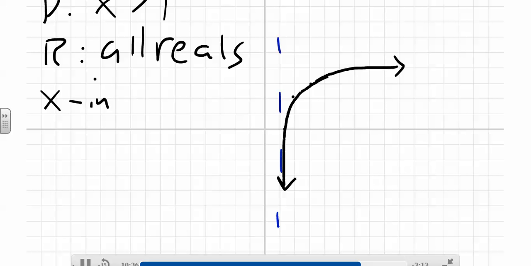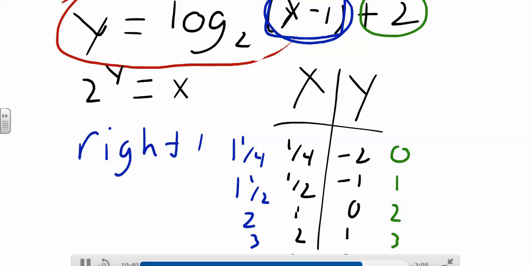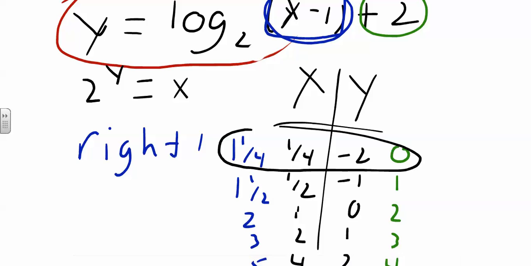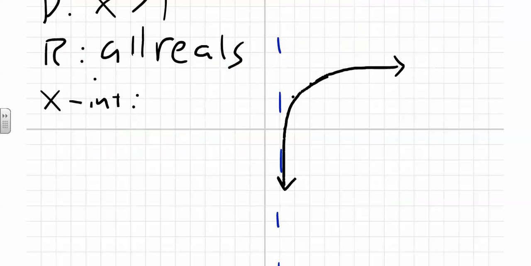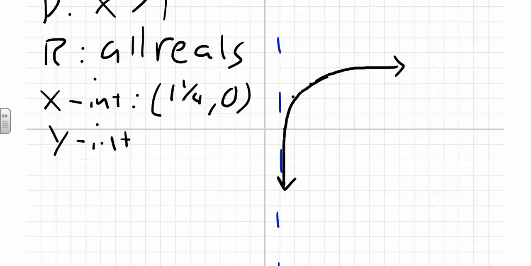X-intercept: that would be when y is 0, so that's 1 1/4, 0. So the x-intercept is 1 1/4, comma 0. Y-intercept: it doesn't cross the y-axis. I can get a y-intercept if I move the graph to the left. So if we got some transformations that move the graph to the left, we will get a y-intercept.